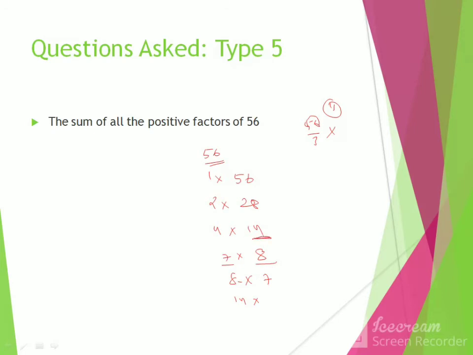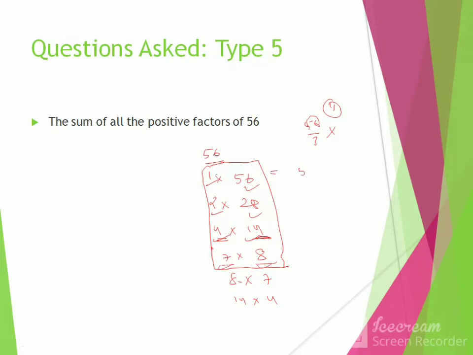Now 14, and this will be 14 fours. You mean to say that the unique factors, once it starts repeating, there we can stop. The unique factors will be 1, 56, 2, 28, 4, 14, 7 and 8. Those we can simply sum up.